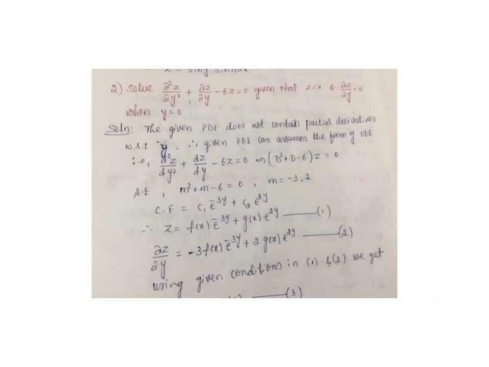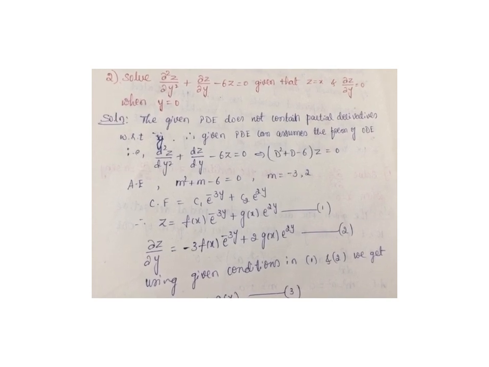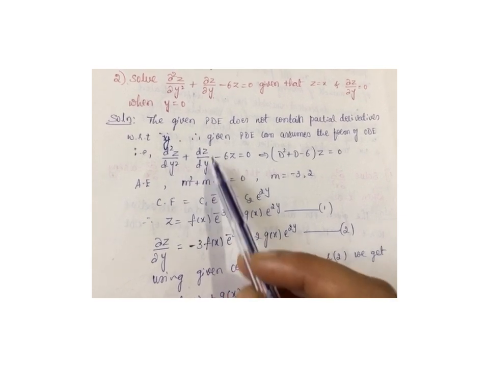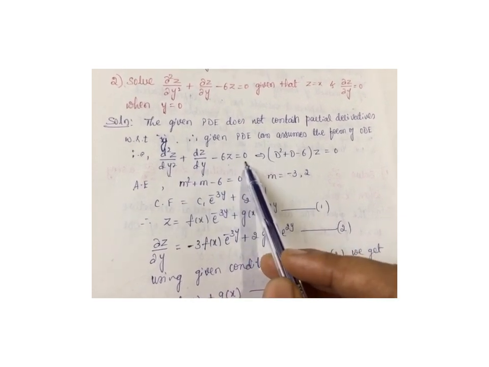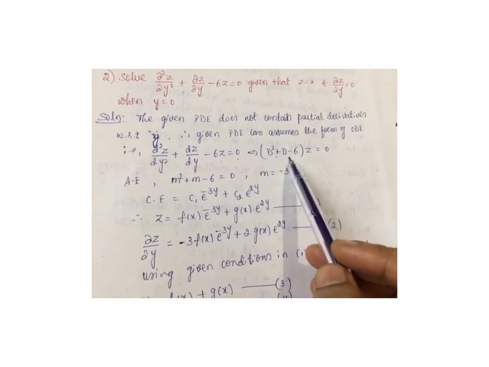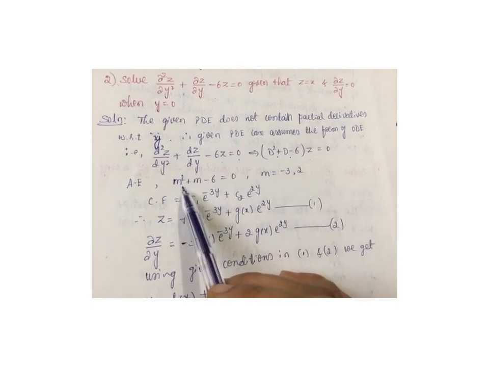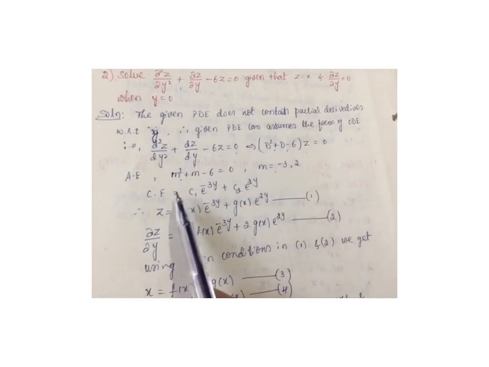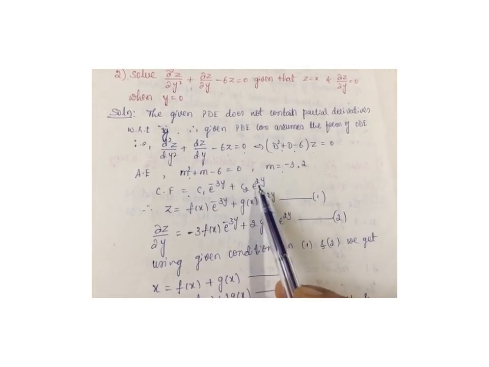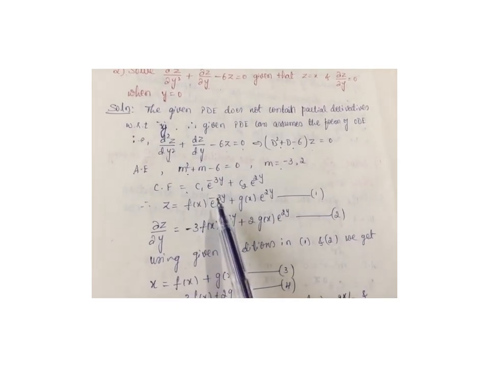Therefore, the given partial differential equation can be converted as an ordinary differential equation like d square z by dy square plus dz by dy minus 6z equal to 0. Then convert this to the symbolic form. It is d square plus d minus 6 into z equal to 0. Auxiliary equation, roots. Then complementary function. So first, for your convenience, write the complementary function in terms of C1 and C2 only. Then we convert it to the exact form.